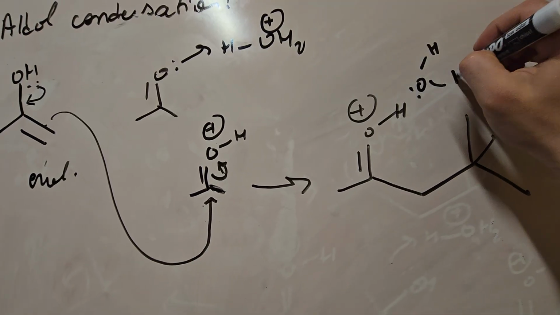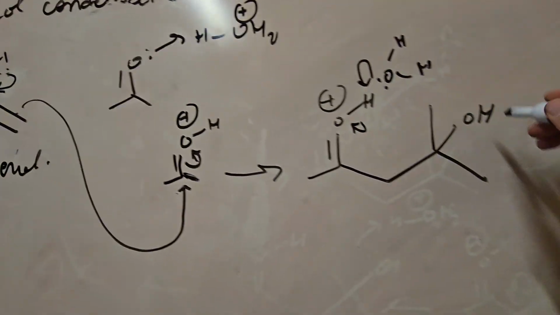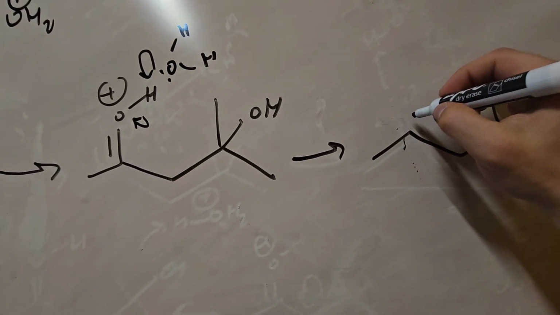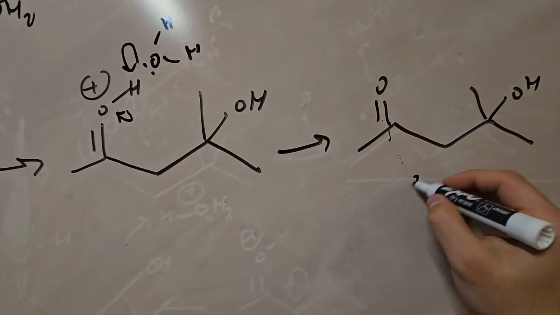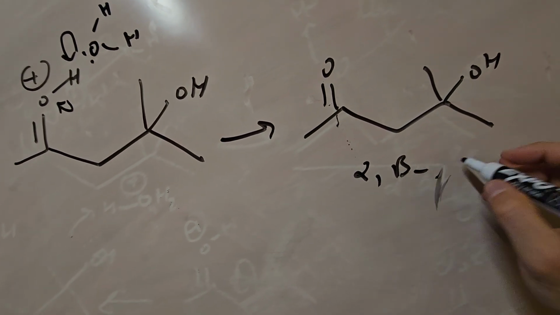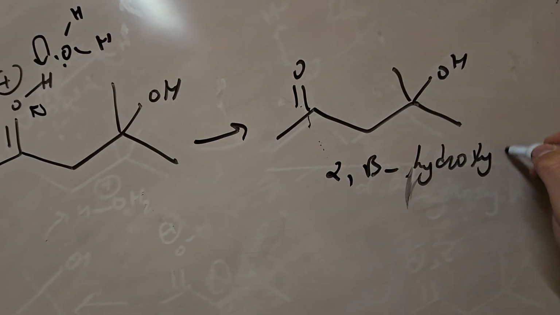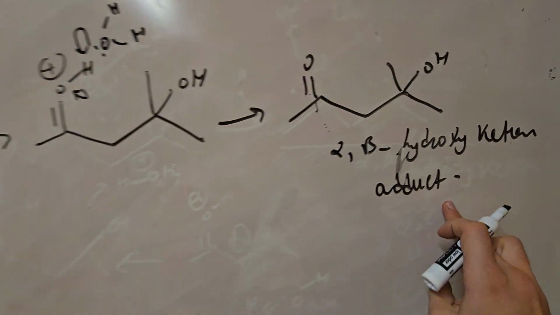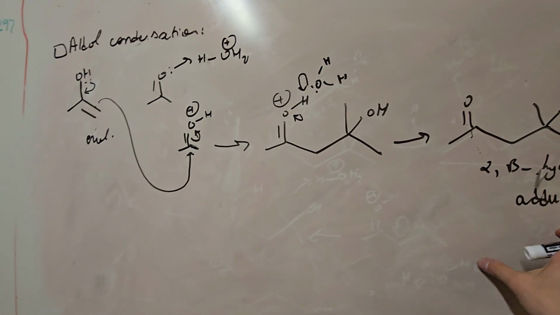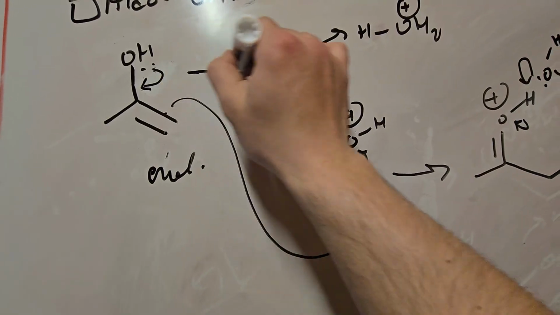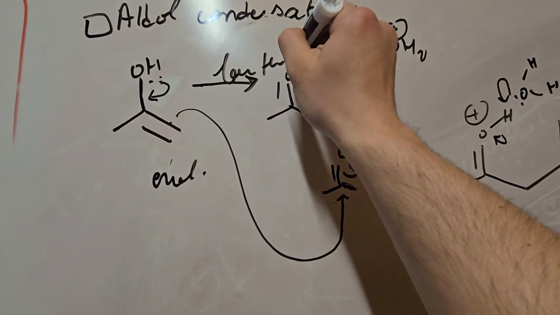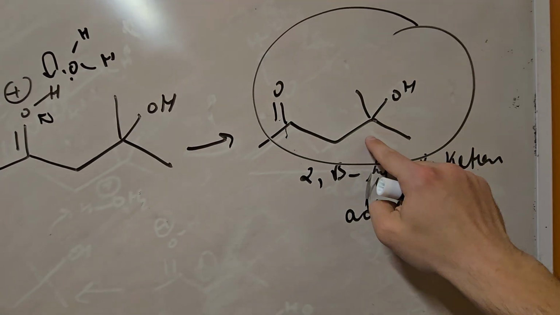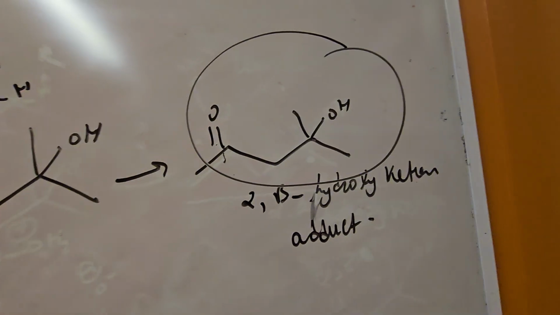We deprotonate. And we find ourselves with the alpha beta hydroxyketone adduct. So this is the addition product that, if the reaction specifically states that it's low temp, we are able to stop here and say we can form only the alpha beta hydroxyketone adduct.